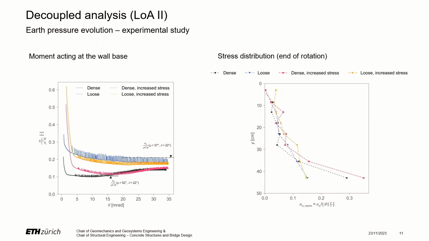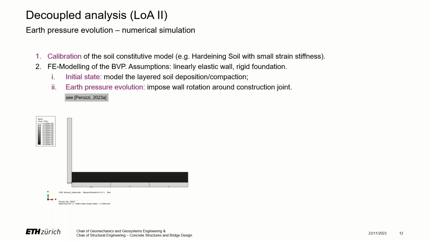At the end of the rotation phase, we observed these stress distributions on the wall. For the loose samples, we had an approximately linear distribution of the stress, while for the densely deposited soil, we had a bilinear distribution featuring a peak of higher stresses towards the base of the wall because of strain localization due to softening.